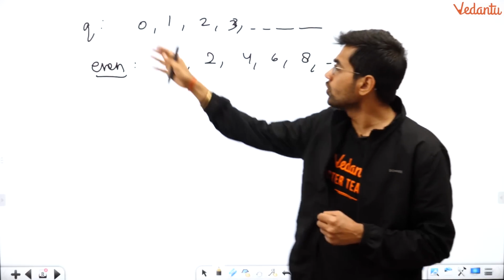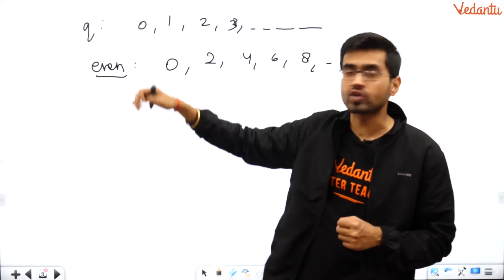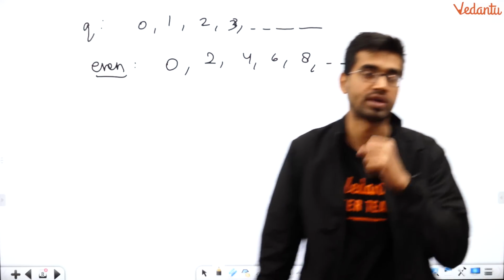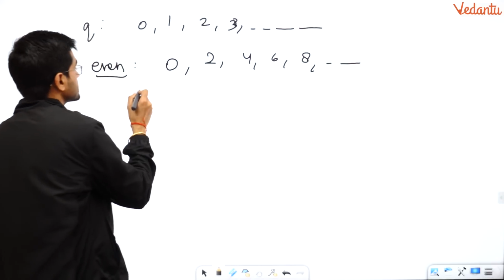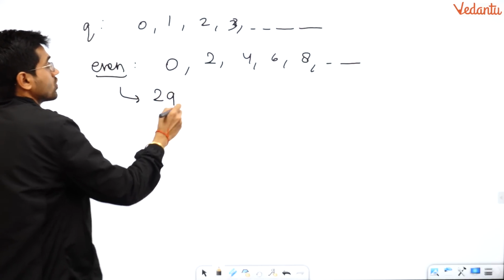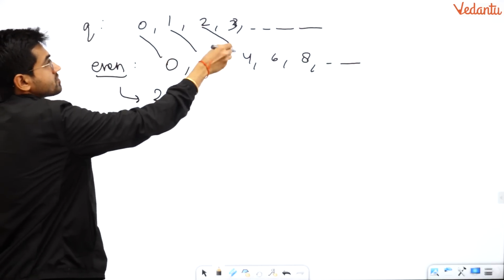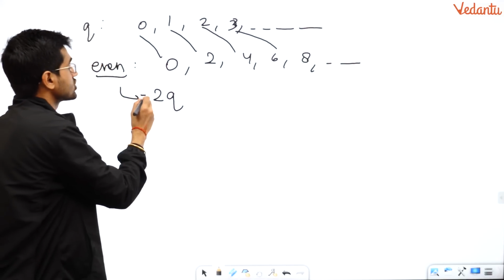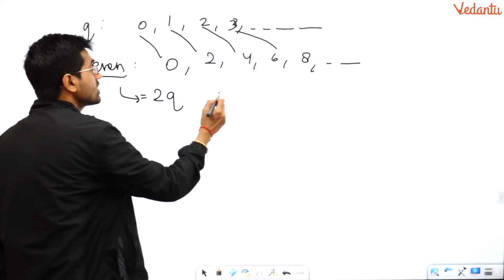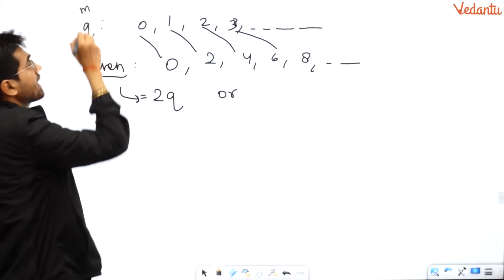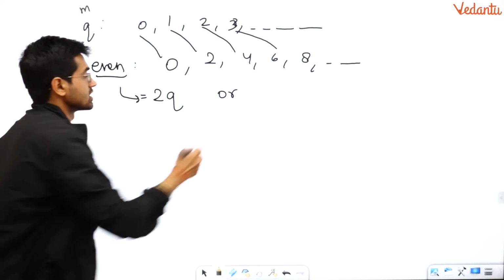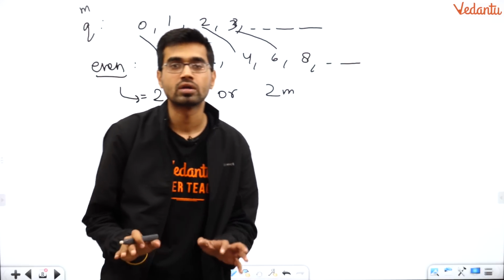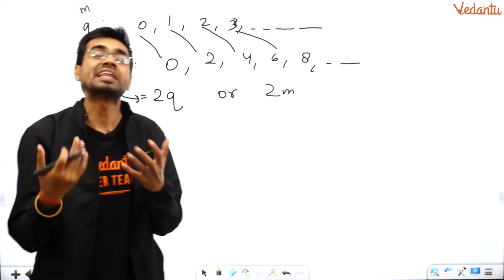Is it possible for you to create a formula in terms of Q so that you get this series from this first series? Yes, it is. So it is like 2Q. Every time 2 is multiplied, and you get the next series. So all even numbers are actually in the form of 2Q. Or say if someone said this is an M series, whatever series, so it will be 2M. Which variable you want to select, it's not bounded. You can select any variable.